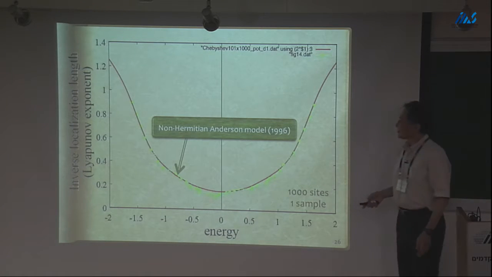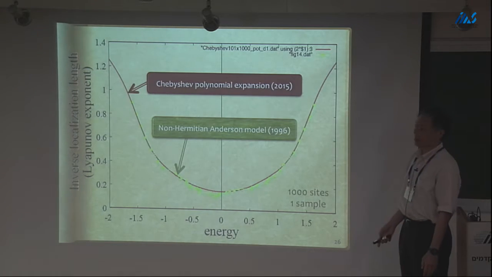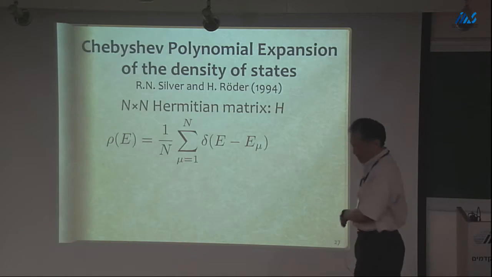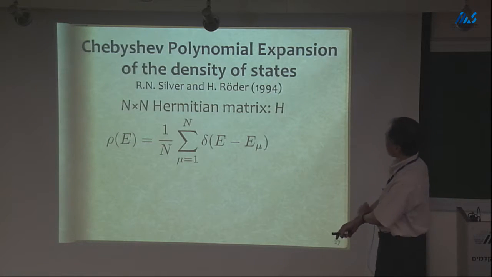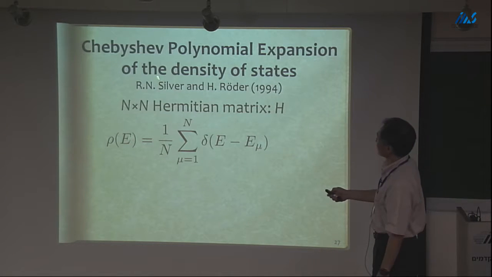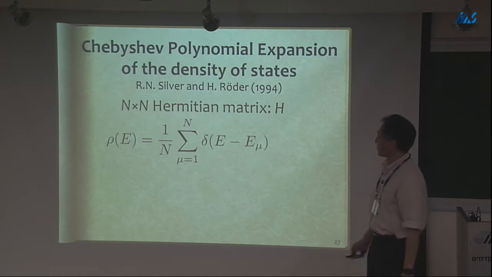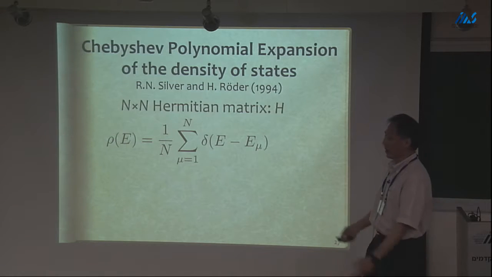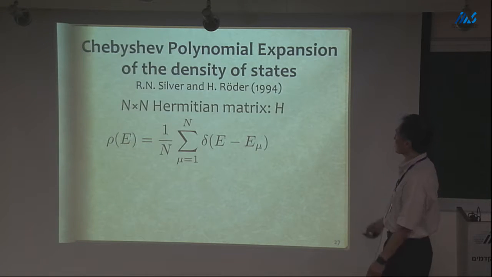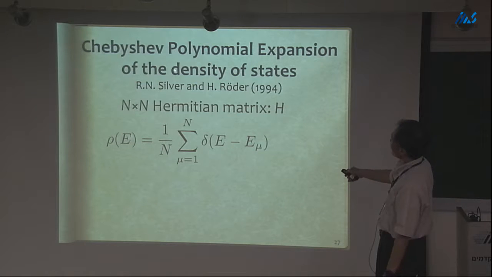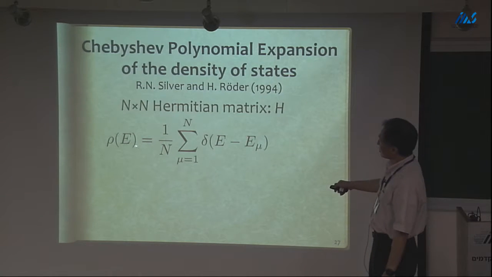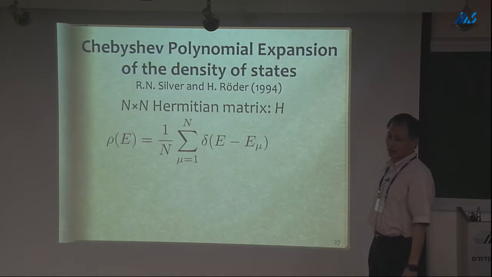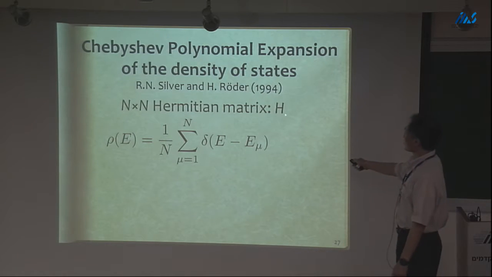I hope. So I'm going to talk about this Chebyshev polynomial expansion. It again starts back in the 90s. Richard Silver is a good friend of mine in Los Alamos. When I was a postdoc in Los Alamos, he came up with a very nice method of computing the density of states of a Hermitian matrix. Okay, so suppose we have an n by n Hermitian matrix.